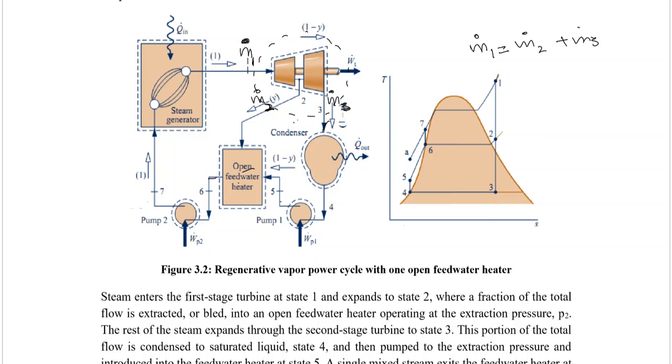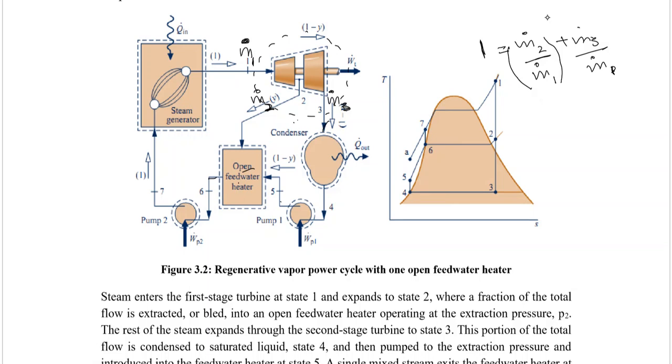So let me divide the total equation by M1, which is the total mass of the system, or the mass entering into the turbine. If I divide by M1, M1 divided by M1 is 1, so 1 equals M2 divided by M1 plus M3 divided by M1. Now, as we were discussing the regenerative power cycle, we were saying there is a fraction of mass which is bled out.